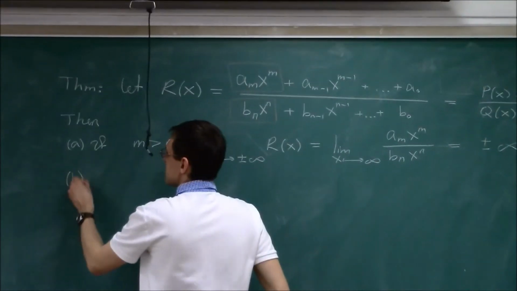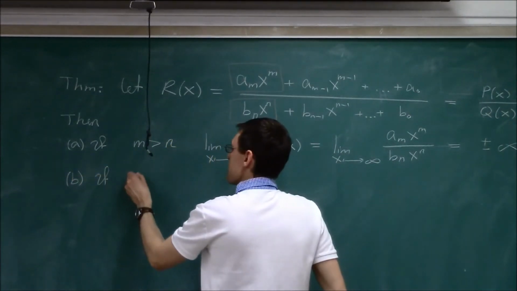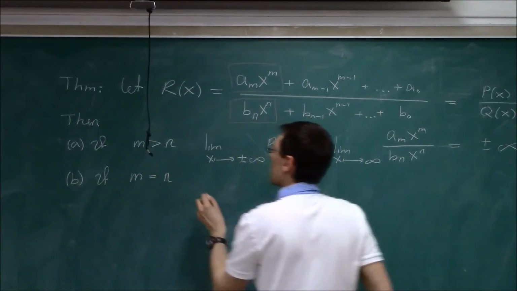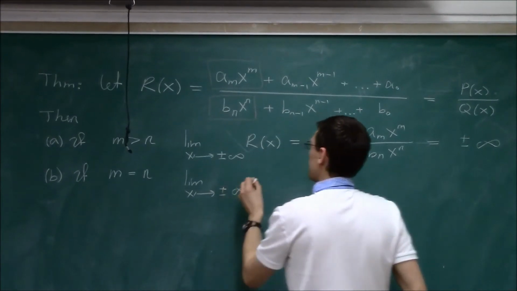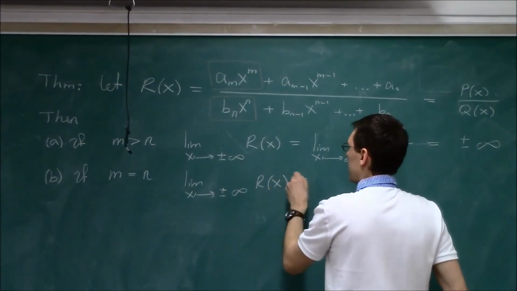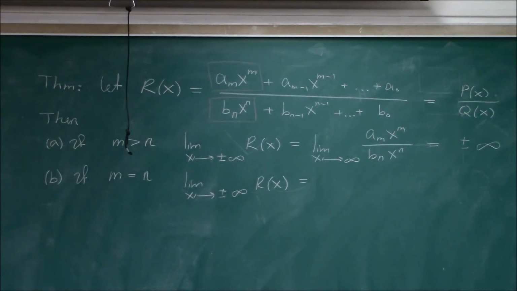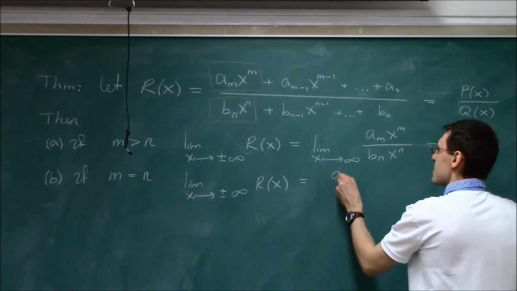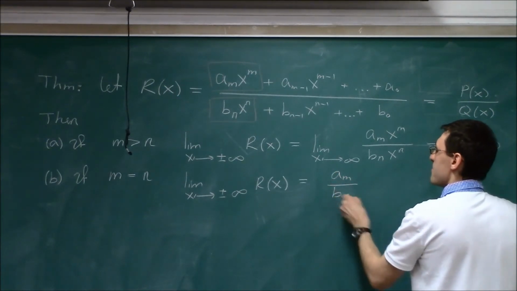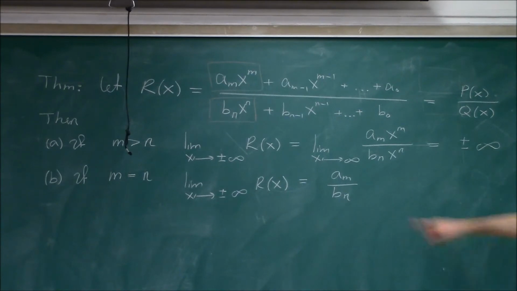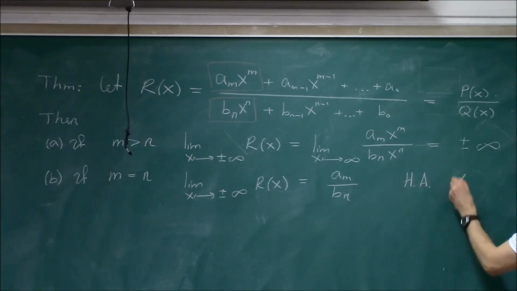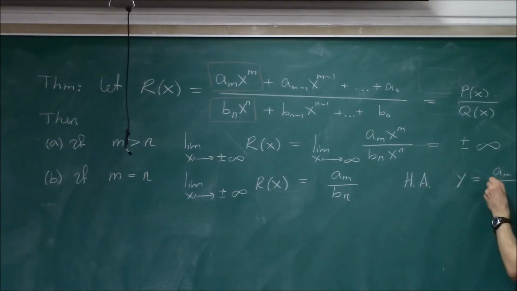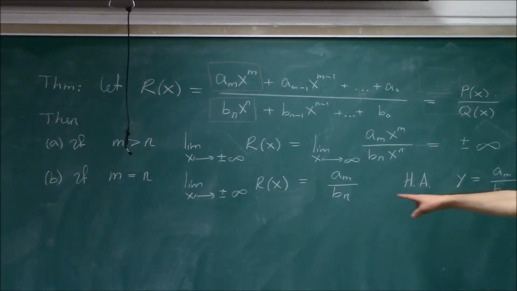B, if m is equal to n, then limit as x goes to either plus or minus infinity of r of x. Anybody will take a guess what it will be? m and n are the same. What will be the answer? A over b. a_m over b_n will be the limit. And that would be our horizontal asymptote. So we know we have a horizontal asymptote in that case.